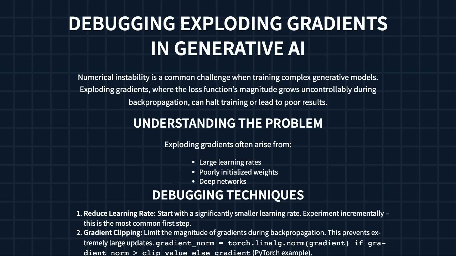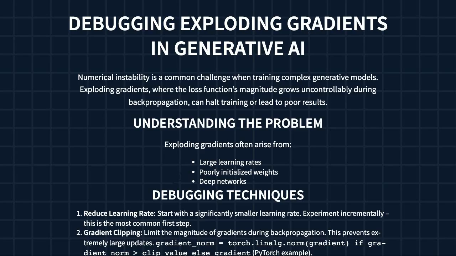Okay, so when we're training these powerful generative AI models like GPT or Stable Diffusion, sometimes things go a little haywire. Specifically, we might encounter what's called exploding gradients. Basically, the error signal during backpropagation becomes ridiculously big, and it can really throw off your training, even stop it completely. It often happens because of how large our learning rates are, or maybe the initial values of our model's weights aren't set just right.